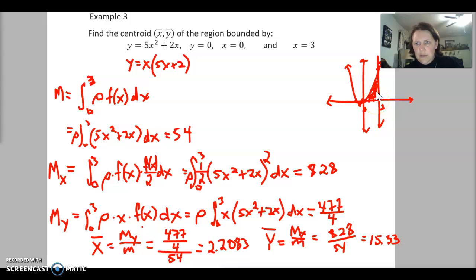Okay, so the center of mass, let me get a different color, is going to be about 2.2 and then 15. I didn't really draw my y-axis to scale, but somewhere right in here is going to be the center of our mass. And then you have x bar and y bar, and that's your solution for example number 3.